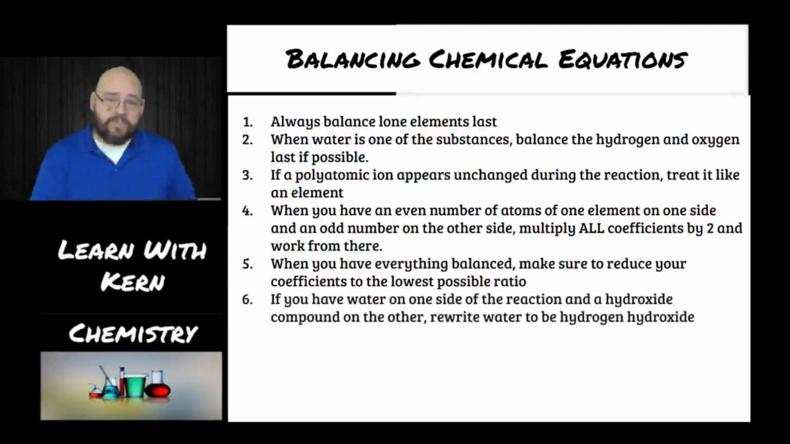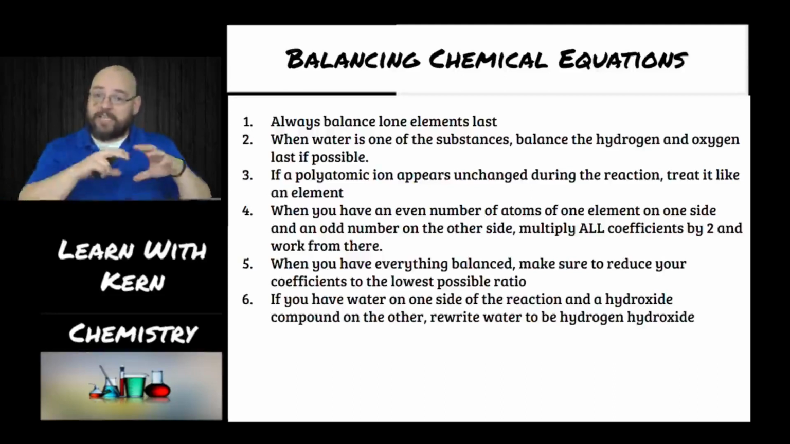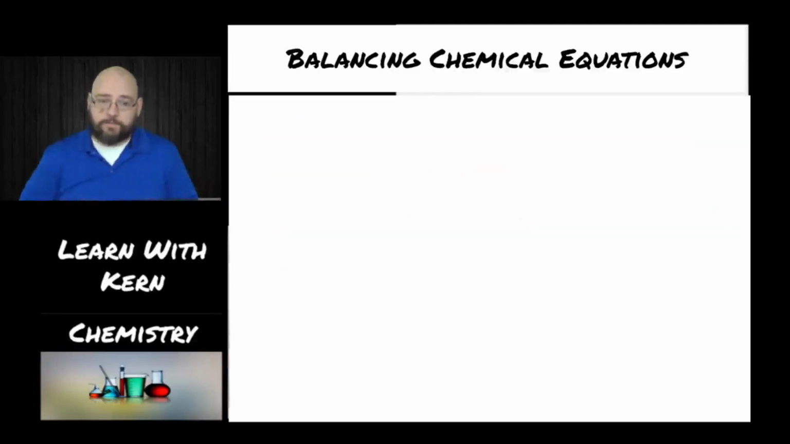Now, if you have water on one side of the reaction and a hydrogen compound or a hydroxide compound on the other side, remember, hydroxide is one of our polyatomic ions. So if you have water on one side and hydroxide on the other side, then rewrite your water to be hydrogen hydroxide, HOH, and treat that OH of your water as a hydroxide and the H of your water as an individual hydrogen. You'll see examples of that in a few minutes, but it makes the balancing a whole lot easier if you treat water like hydrogen hydroxide instead of dihydrogen monoxide. So treat your water like HOH whenever you have hydroxide compounds.